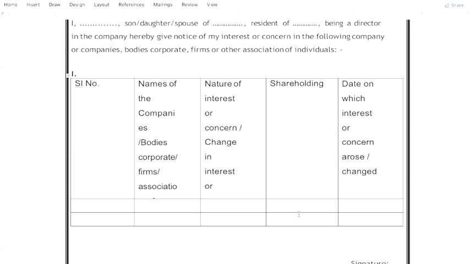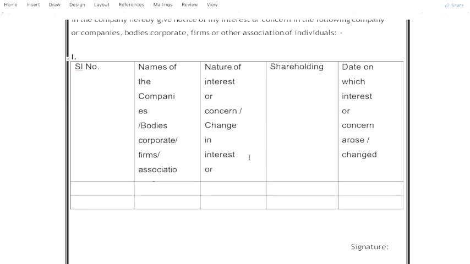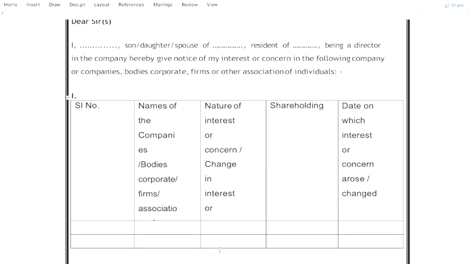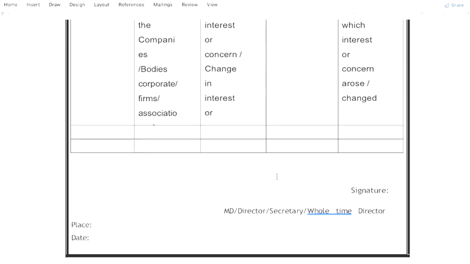And if he's having shareholding, how much percentage of shareholding does he have in that company? If the percentage is less than 2%, he need not disclose it. If the percentage is more than 2%, then only in that case he has to disclose this particular detail, and the date on which he became a director or a partner or a shareholder in that company. So for all the companies wherever he's got an interest, he has to keep adding rows and he has to keep mentioning all those details.